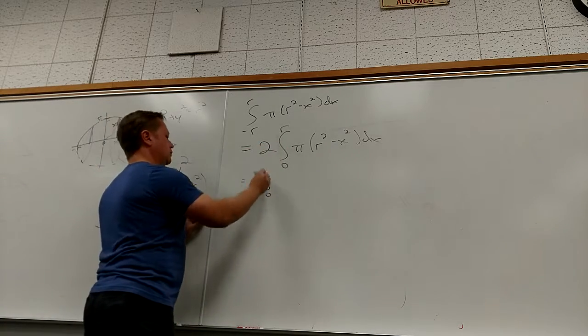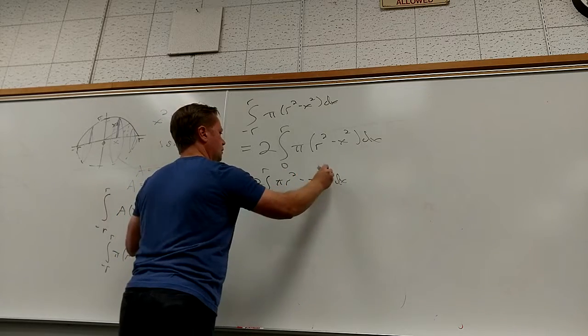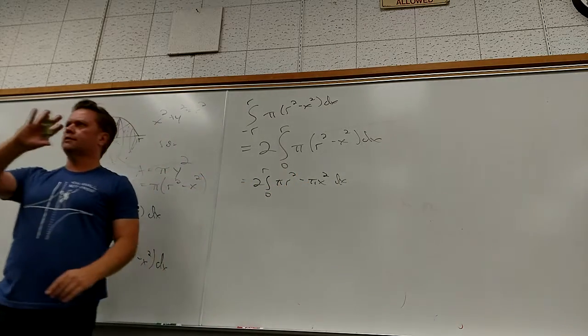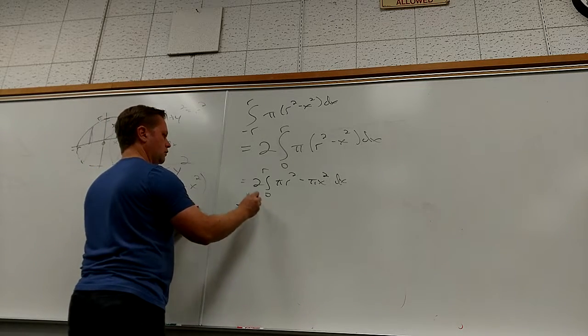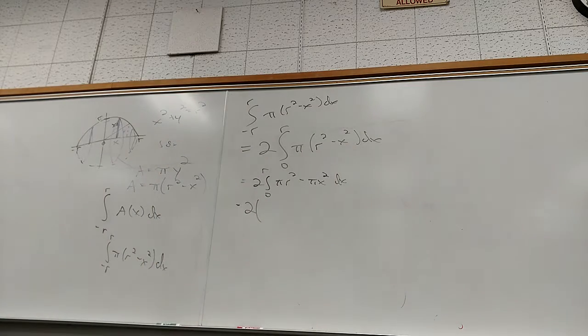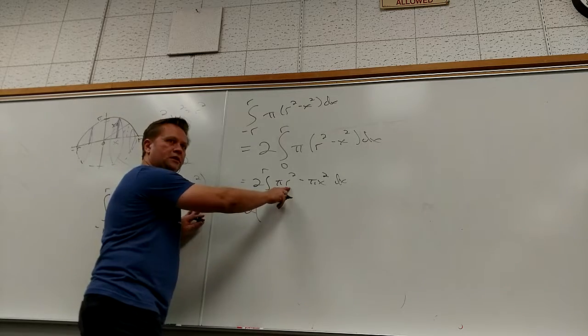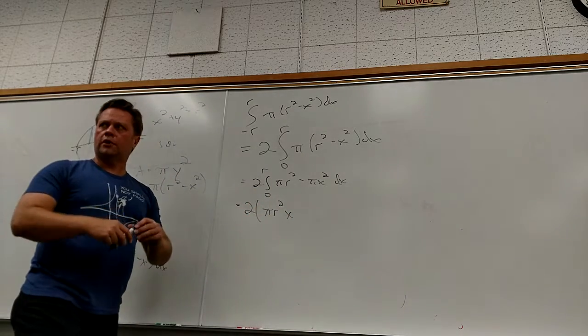So I get 2 integral 0 to r of pi r squared minus pi x squared dx. What is pi r squared in this context? It is just a constant. So what's its integral? What's the integral of 4 dx? 4x. So it's the integral of number dx, number x. Okay? Pi r squared is a constant.